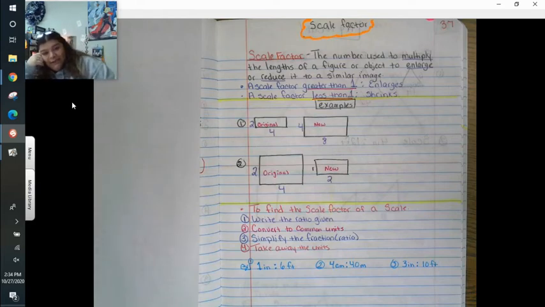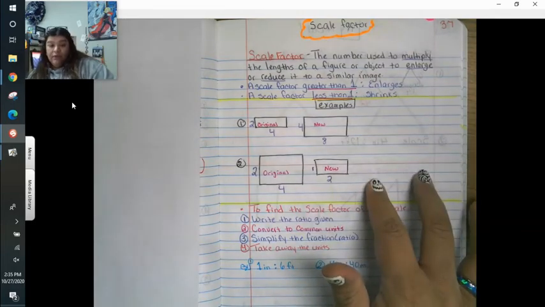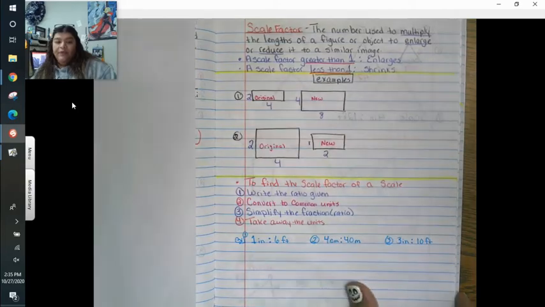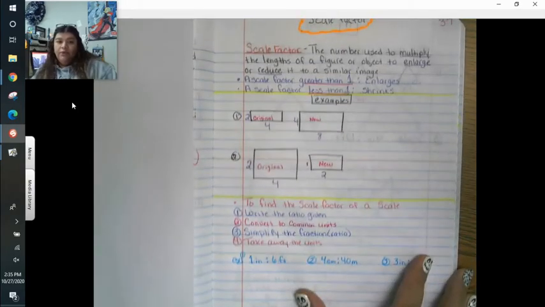Okay, so scale factor. Go ahead and pause, so you can copy down the notes. Make sure you leave yourself room over here for the work that we're going to do, and of course, space down here for the work we're going to do. Press pause, and then come back when you're ready.